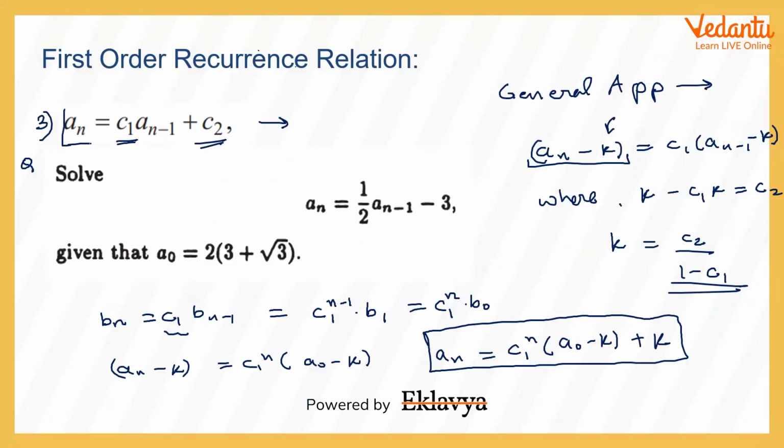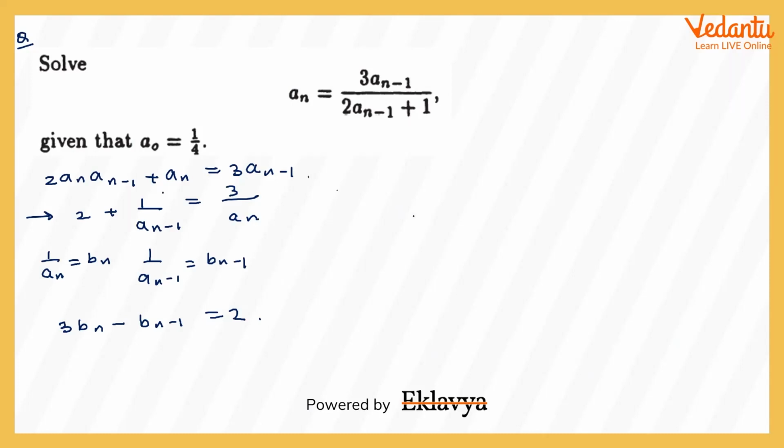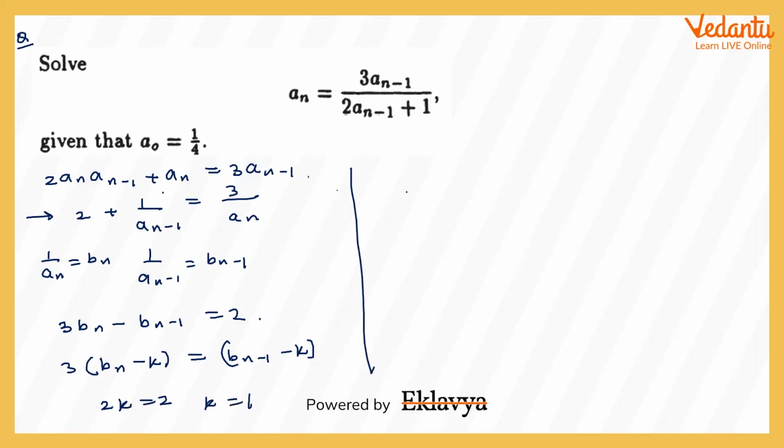Okay, now I think this is that third type. I mean to say this one. So I will have two methods actually, but I will use the first one, in which I will try to write 3 common: bn minus k equal to bn minus 1 minus k. Now k will be what? If you take 3k minus k to that side, I think 2k should be equal to 2. So k should be equal to 1. So here we should get 3 times bn minus 1 is equal to bn minus 1 minus 1.